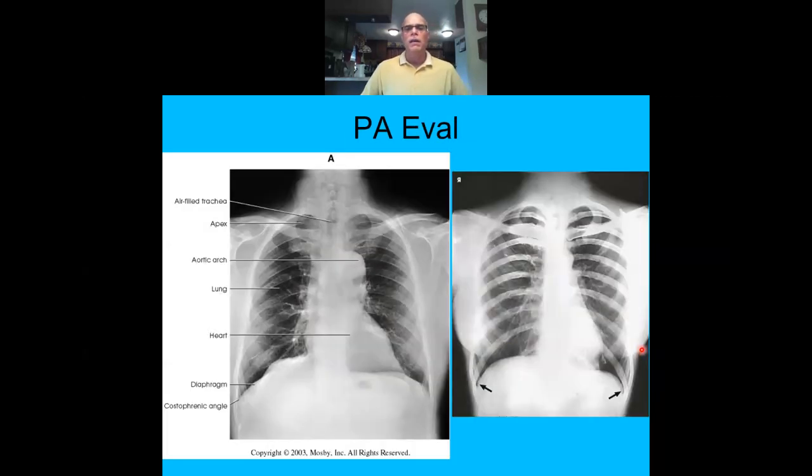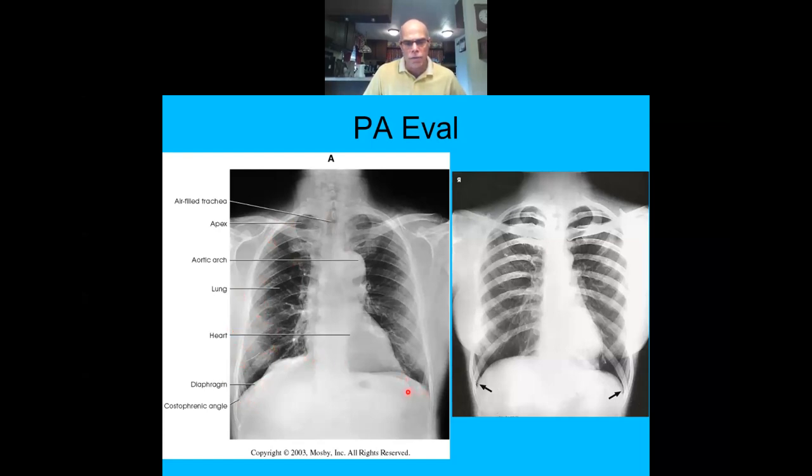Okay. Again, this is a PA evaluation. We have our air-filled trachea. You can see it really well on this one. We have the apex of our lungs. There is your aortic arch. Remember, that's the top part of where it wraps back over itself. Obviously, we have the lungs, real pretty vascular markings of the lungs, which is again what you want to see. You want to see that spider-like network on there. You see your diaphragms right here.